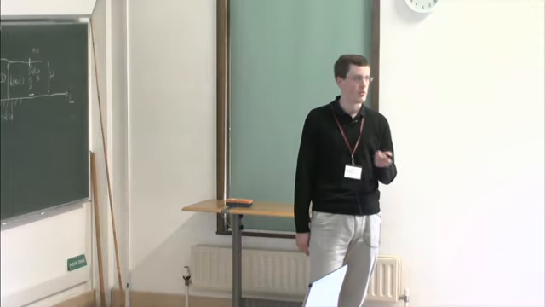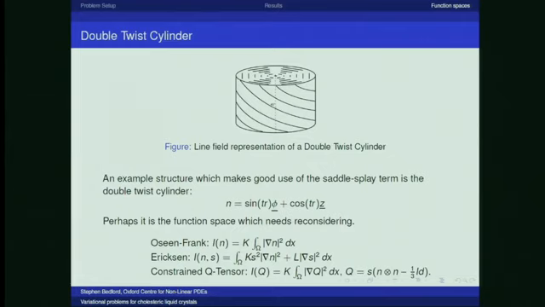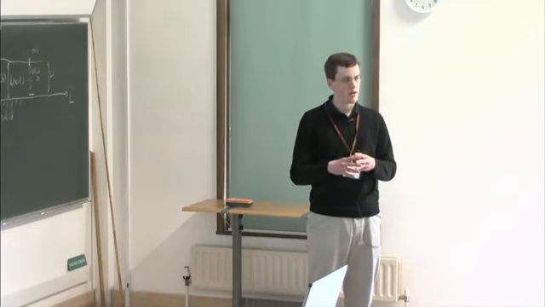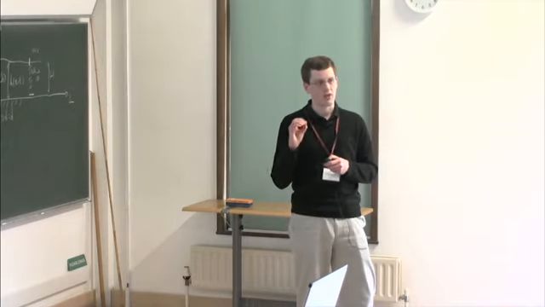But that doesn't necessarily stop the minimization problem from giving us the results that we want. So a common example is the double twist cylinder. In cylindrical coordinates, this is what the director field is, and that's a line field representation. And this structure is energetically better than the helix by an order of t squared, but only on a radius like 1 over t. So if t is very large, you've got lots of these small cylinders which are energetically much better than the helixes.